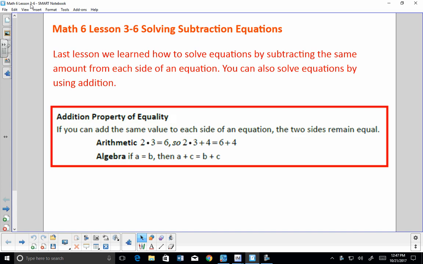In the arithmetic way, that says that 2 times 3 equals 6, so 2 times 3 plus 4 is the same as saying 6 plus 4. If A equals B, then A plus C equals B plus C.